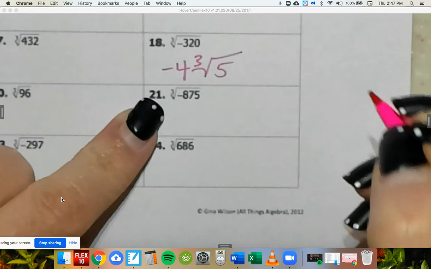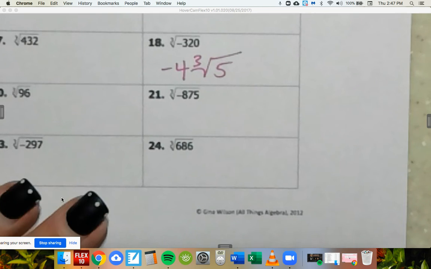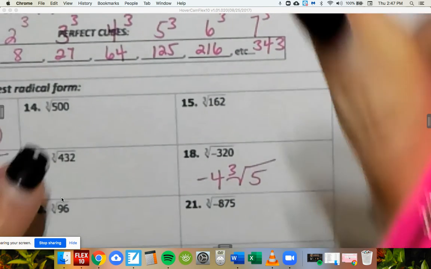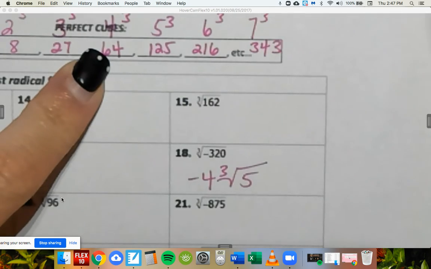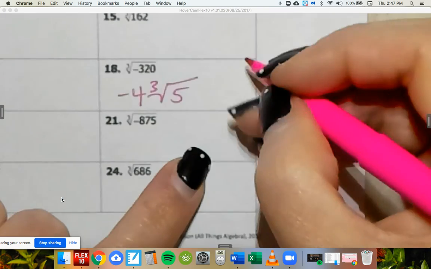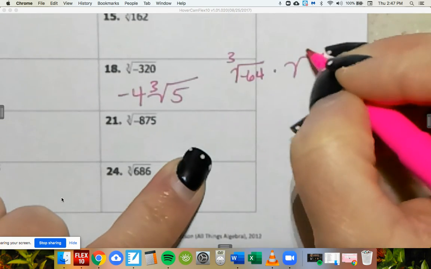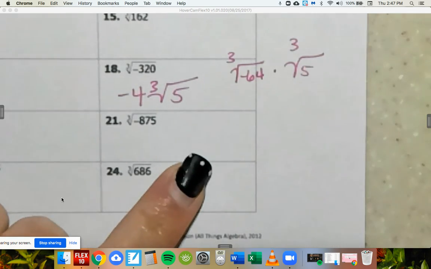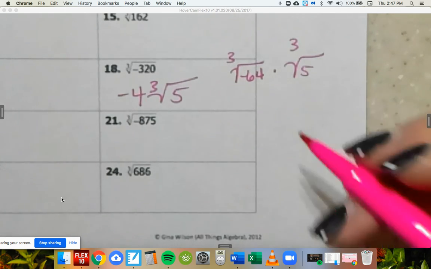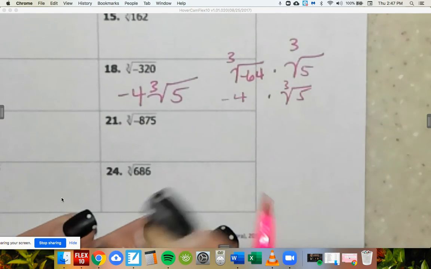Boom. If you wanted to do it their way, quote unquote, their way, you would have had to have known to use 64. 64 is a factor of 320. You could have done that. Either way, you're going to get the same answer.